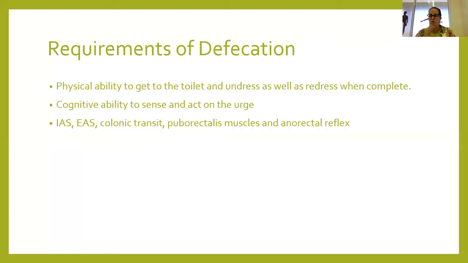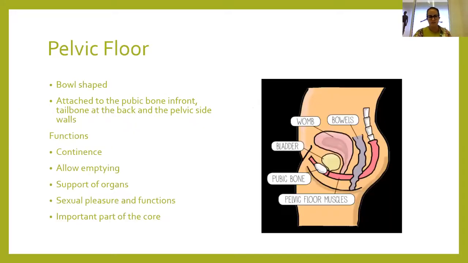They also need all these different parts of their pelvic floor and pelvic system to be working. So that's your internal and external anal sphincter. They need colonic transit to happen, that's going through the large intestine. They need a puborectalis muscle and anorectal reflex.